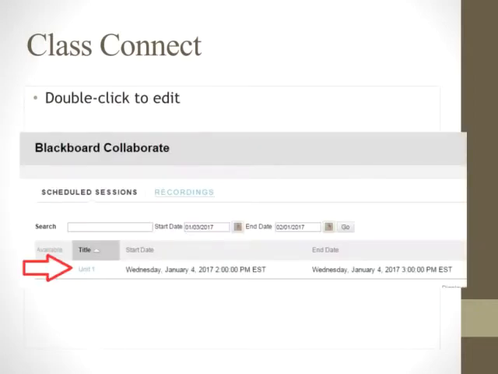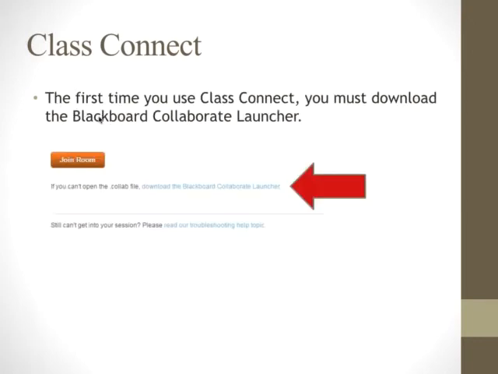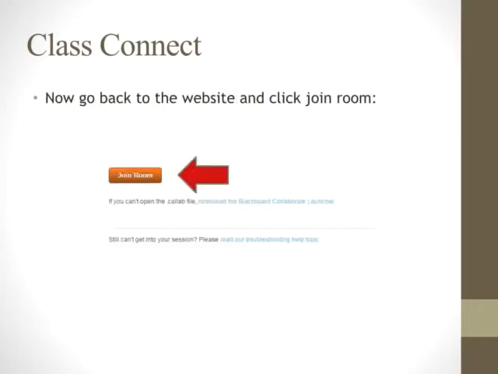Now, if you have not gone in and done this before, you want to make sure to log in 15 minutes before a session. You'll see this purple symbol next to the session. You click on that button, it'll bring you to a new screen that says Join Room. But it also has the download the Blackboard Collaborative Launcher if this is your first time. That is what you need to download. Click on that, it'll bring up another screen. It says Download Launcher. You want to download it. Once it's loaded, you run the program. Then you go back to the website and click Join Room.